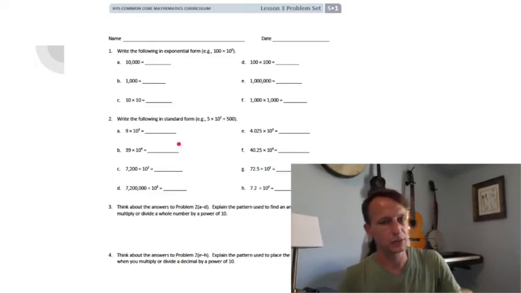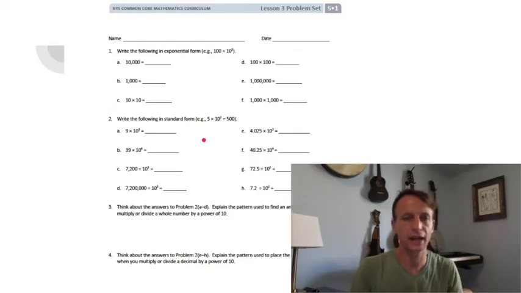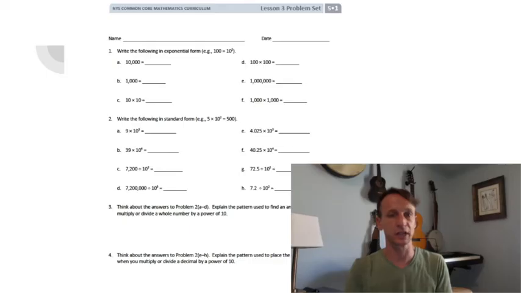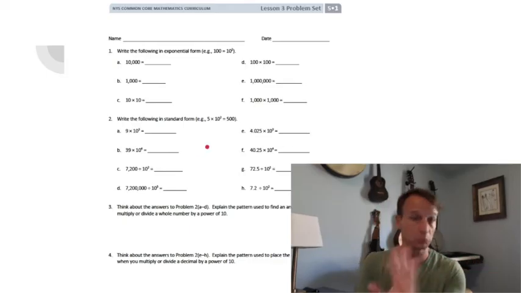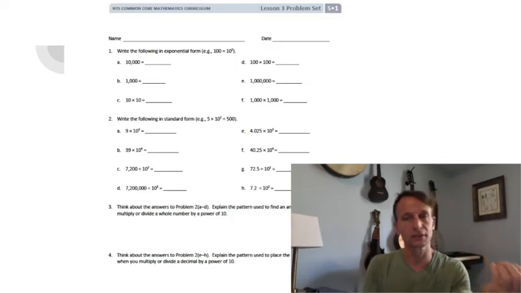And then in 3 and 4 here, you're going to do a little bit of thinking. These are the most important questions here. So think about your answers in problem 2 here. What's the pattern when you multiply or divide by a whole number power of 10? One way to answer this is to reference the place value chart. So the pattern is, for example, when you're multiplying by 10, that you're moving one place up the place value chart.